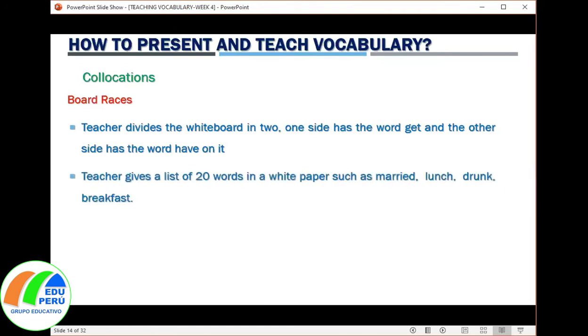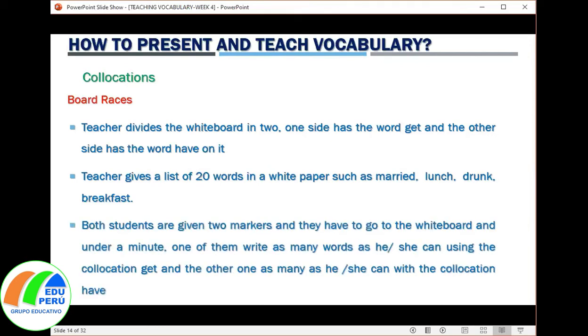Teacher gives a list of 20 words on a white paper, such as married, lunch, drunk, breakfast. Notice, you give a list of phrases of words which could be connected with the verbs have or get. Both students are given 2 marks and they have to go to the whiteboard, and in under a minute, one of them writes as many words as he or she can use in the collocation get, and the other one as many as he or she can with the collocation have.